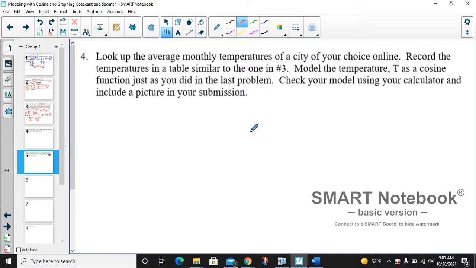Just one piece of information. A lot of times when you look up average monthly temperatures of a given city, it will give you an average low and an average high. Just average the low and the high together, and that's a fairly good average temperature for the whole month. That's the easiest way to do that. And then essentially you just do exactly what we did in number 3.